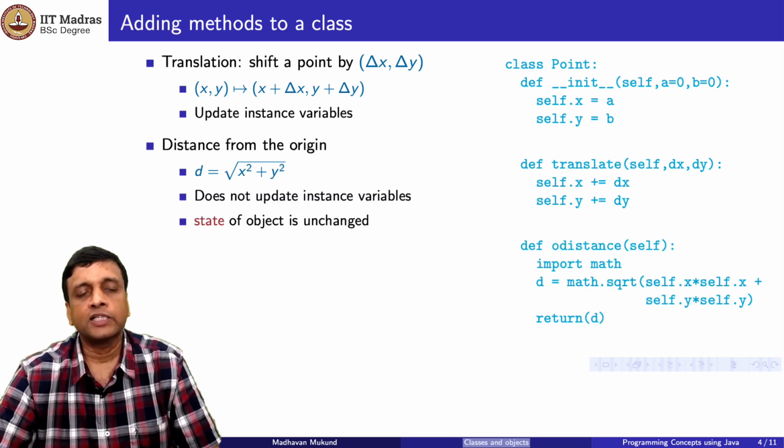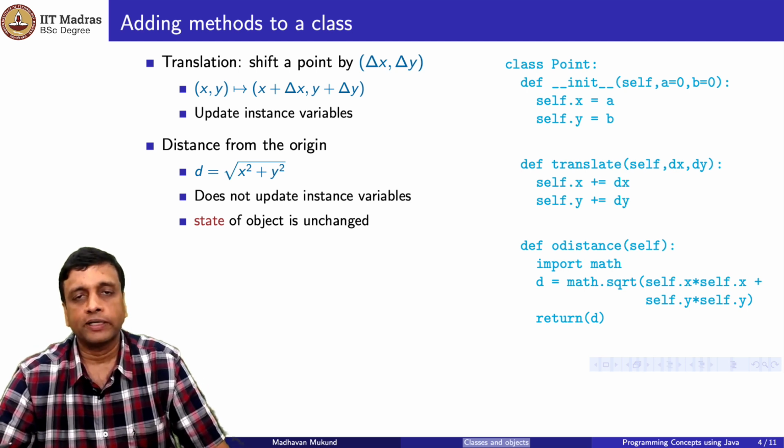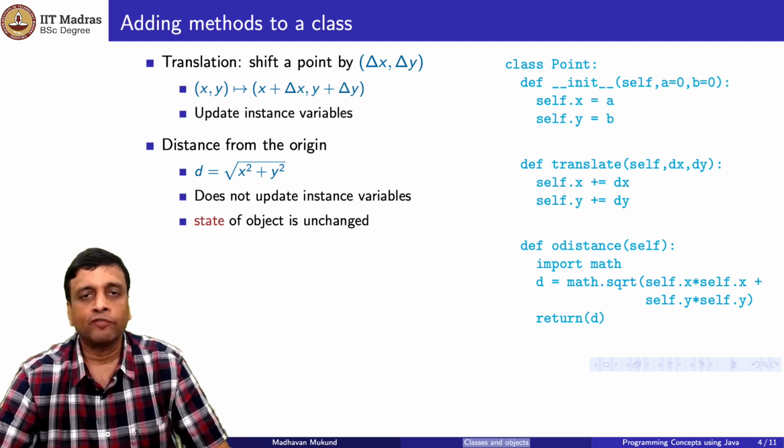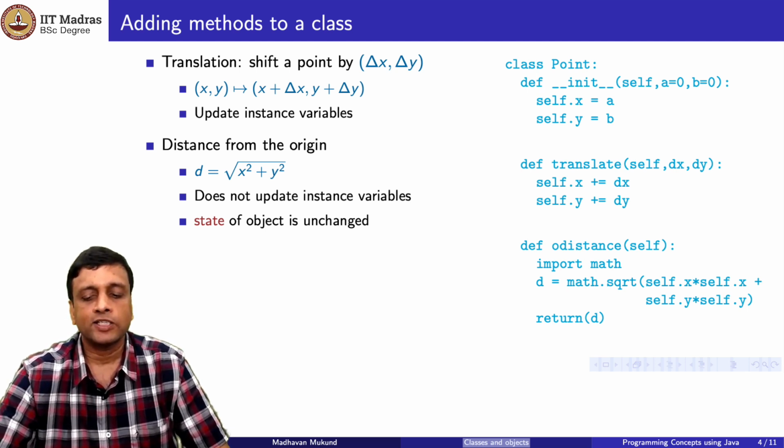We could also have functions which do not change the state of the variable. The state of an object is really telling us what are all the current values of the instance variables. So translation affects the state. It moves a point from one place to another place, so it's no longer the same point. But if I ask some property of the point, for instance, I ask for its distance from the origin, right?